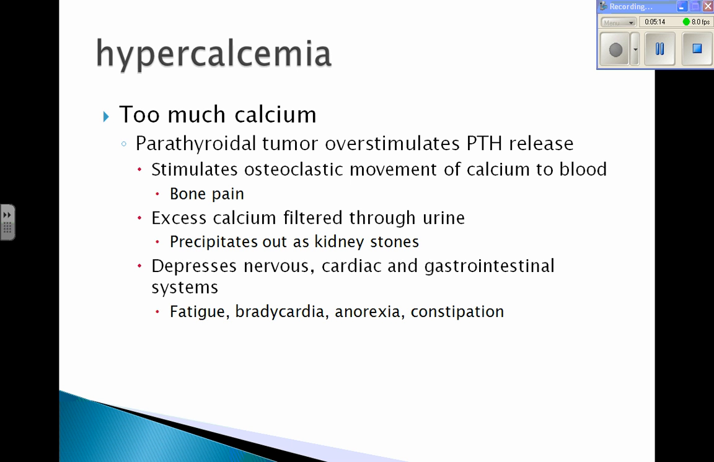Depresses the nervous system and cardiac and gastrointestinal systems as well, leading to fatigue, bradycardia, anorexia, there's that word there, and constipation.